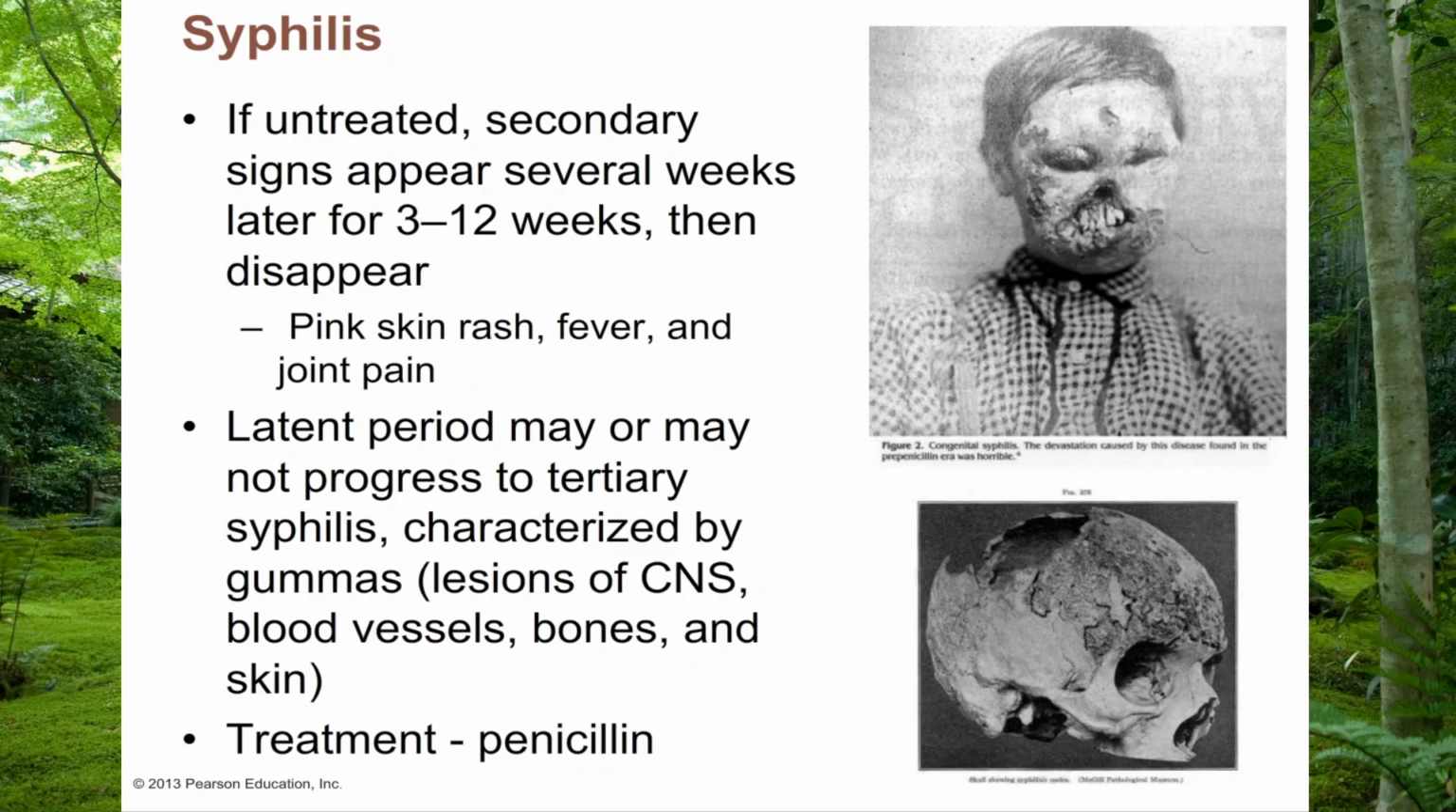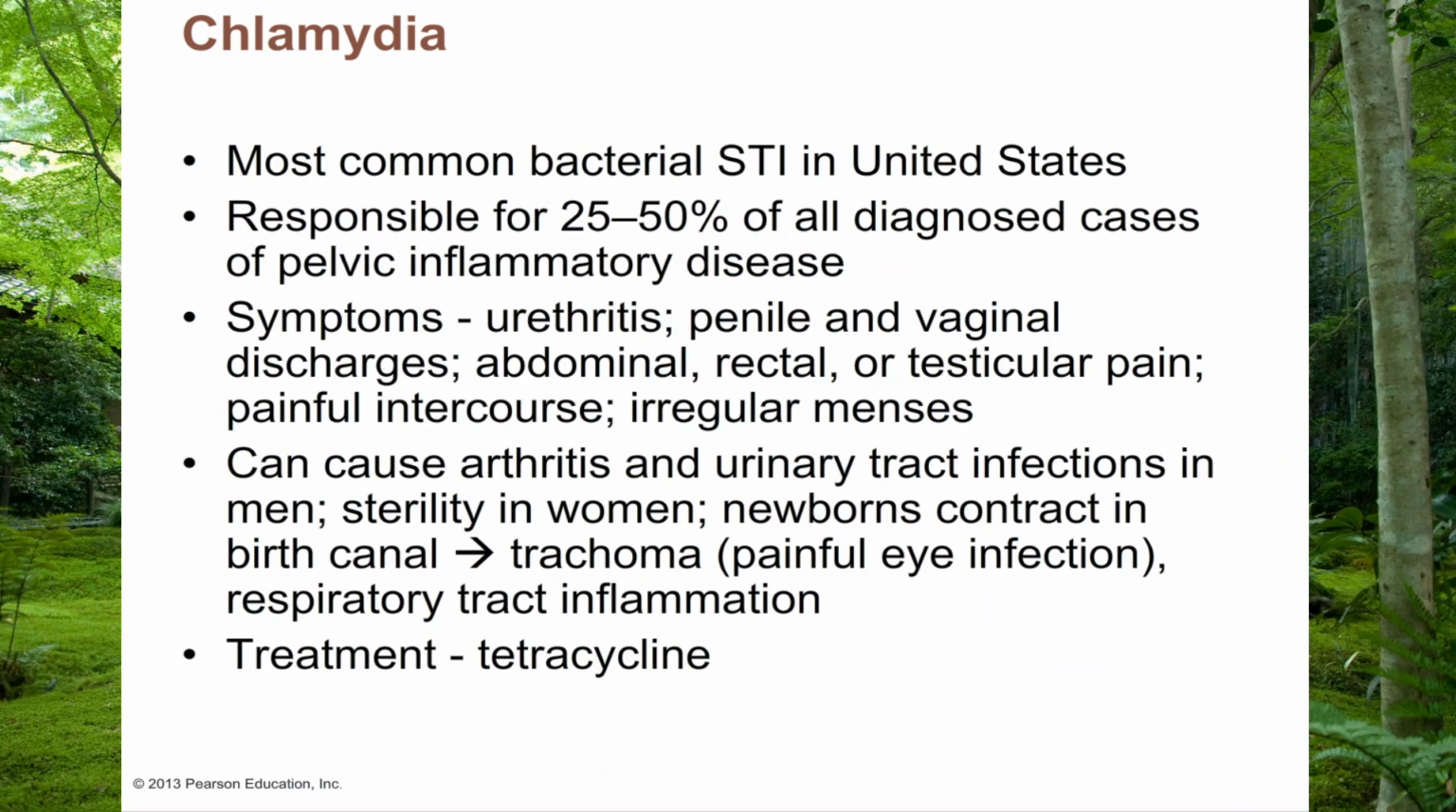It's the most common bacterial STI in the United States, and it's responsible for around 25 to 50% of all diagnosed cases of PID, or pelvic inflammatory disease. Now, PID is very important because it can lead to inflammation and infertility, particularly in females.